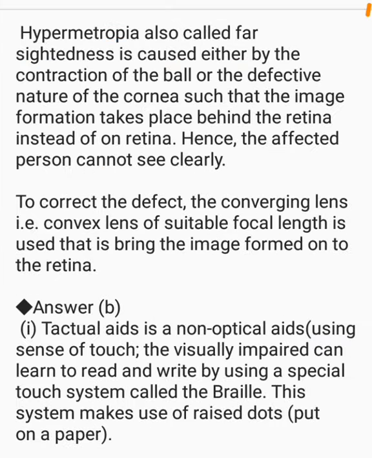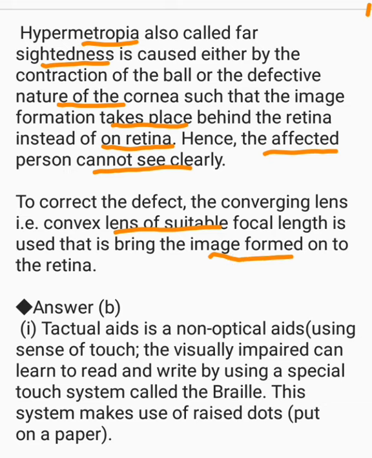Next, hypermetropia, also called farsightedness, is caused either by the contraction of the eyeball or the defective nature of the cornea, such that the image formation takes place behind the retina instead of on the retina. Hence, the affected person cannot see clearly. To correct the defect, a converging lens, that is convex lens, of suitable focal length is used, to bring the image formed onto the retina.